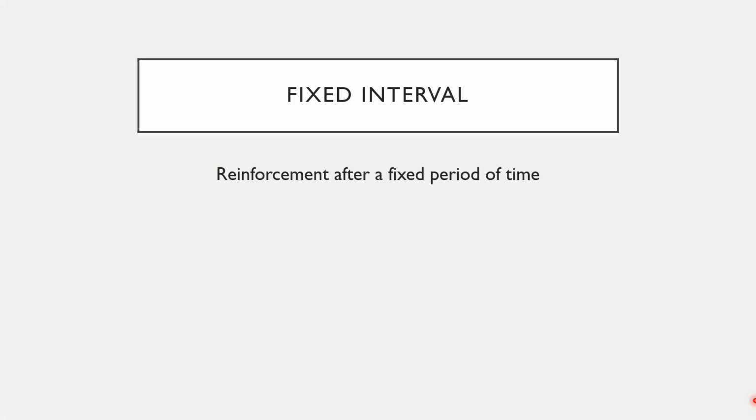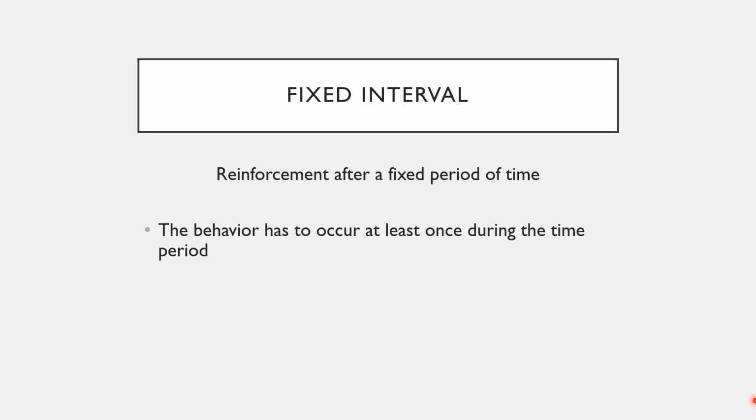The next schedule we want to look at is a fixed interval schedule. And this is when you are reinforced after a fixed period of time. For example, say I have to clean my room every week. And if I clean my room every week, my mom takes me out for ice cream. I can clean my room anytime during that week, but I have to clean it at least once in order to get that reinforcement. And that reinforcement is not going to happen until the end of the week. The key here is that the behavior has to occur at least 1 time during the specified fixed time period.